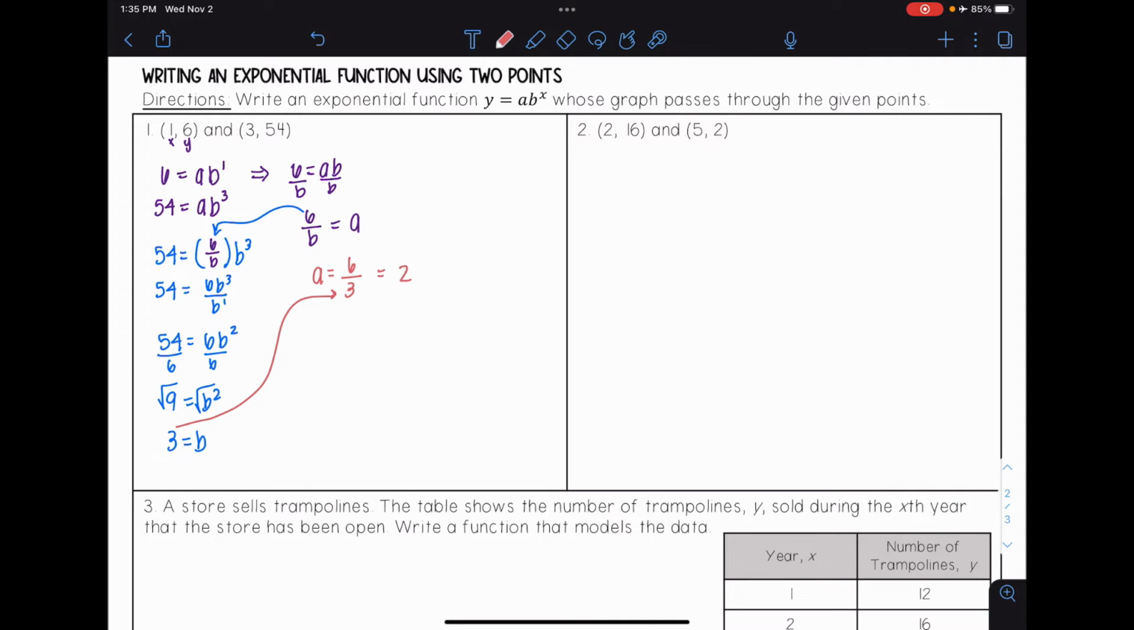So plugging that into my y equals ab to the x, I get that y is equal to 2 times 3 to the x power.